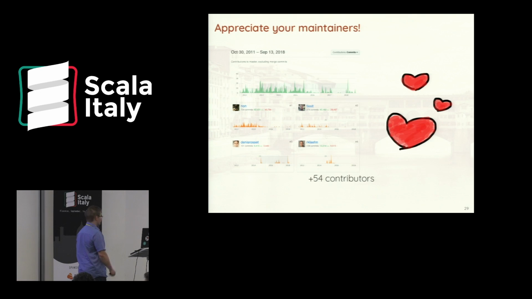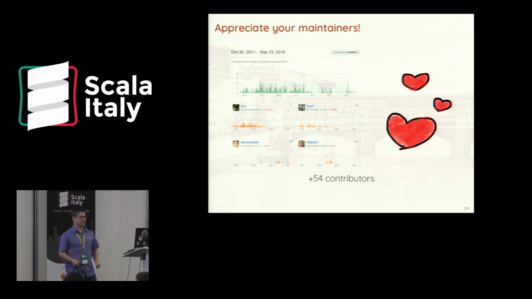And finally, appreciate your maintainers. These are the 4 maintainers of Spire, and there are 54 other contributors, and they have done a lot of work in order to make Spire fast and generic and precise. So next time you're using Spire, just tweet at them saying, like, thank you for making my numeric code much better. Yeah, so this kind of ties into Heather's point. If you find a bug, you can not just say thanks, but file a PR to get it fixed.